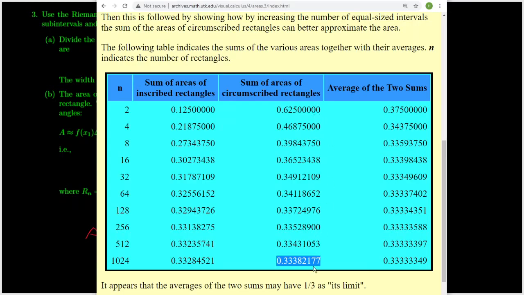Actually, all these values are particular values of Rn. This is the particular value when n is 2. The second line is the particular value when n is 4. The last value is the particular value when n is 1024. That's a nice number in computer science, right?